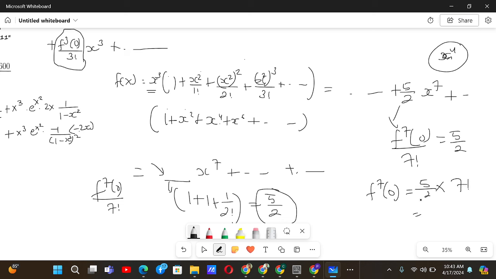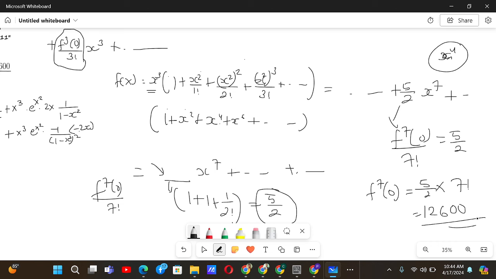Now let me input this in a calculator, and that will give me 5 by 2 times 7 factorial. I don't see the factorial on this calculator, so let me do it by hand: 7 times 6 times 5 times 4 times 3 times 2, and we get 12600, and that is the answer.